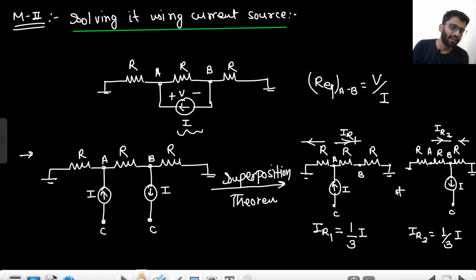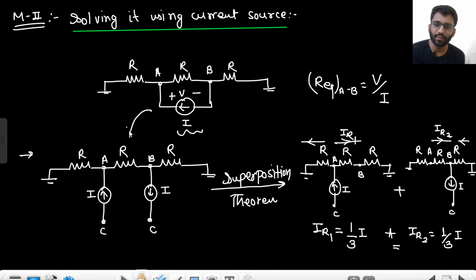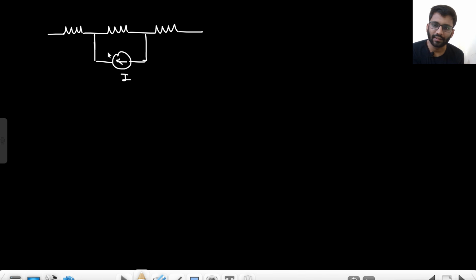So what is the total current now? If I make the circuit again, now again I am considering that one source only. I started from here, I broke it down to this, then I went down to this. Now I'm again coming here. This is I, this potential V, this is grounded, this is also grounded, this is point A, this is point B, this is resistance R.